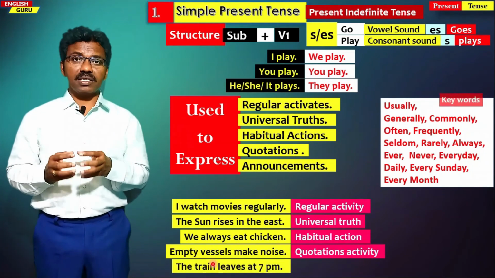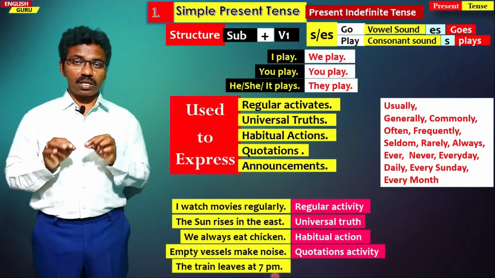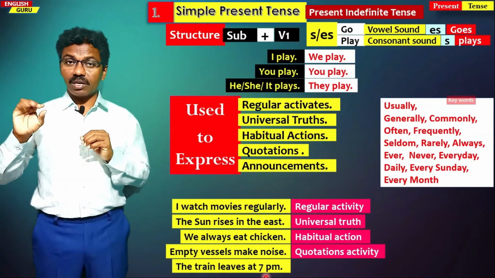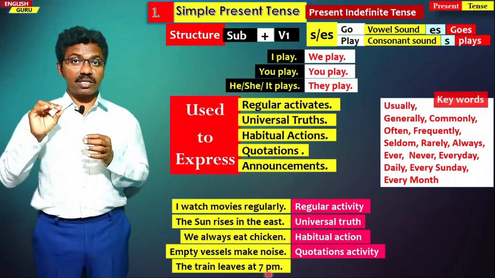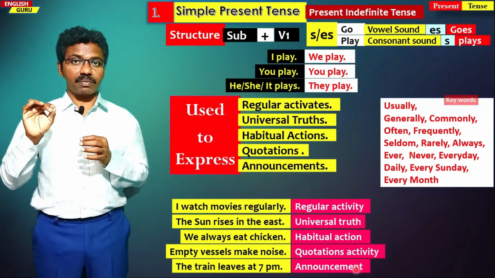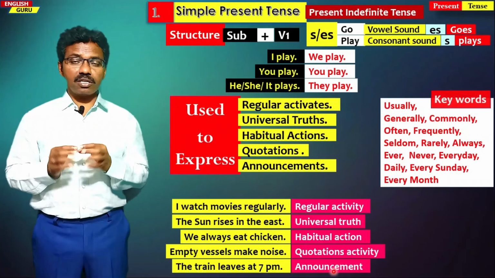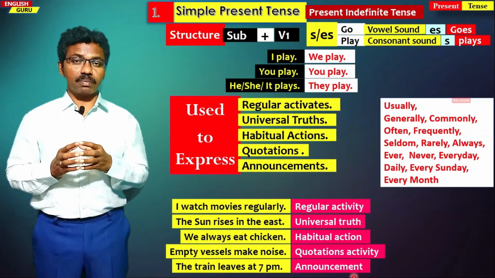In the next sentence, the train leaves at 7 p.m. We may be saying this at 12 p.m., but we are talking about 7 p.m., a future time, because it is a fixed schedule and it will certainly leave at 7 p.m. Not only that, it is also an announcement. So fixed schedules should also be written or spoken in simple present tense.